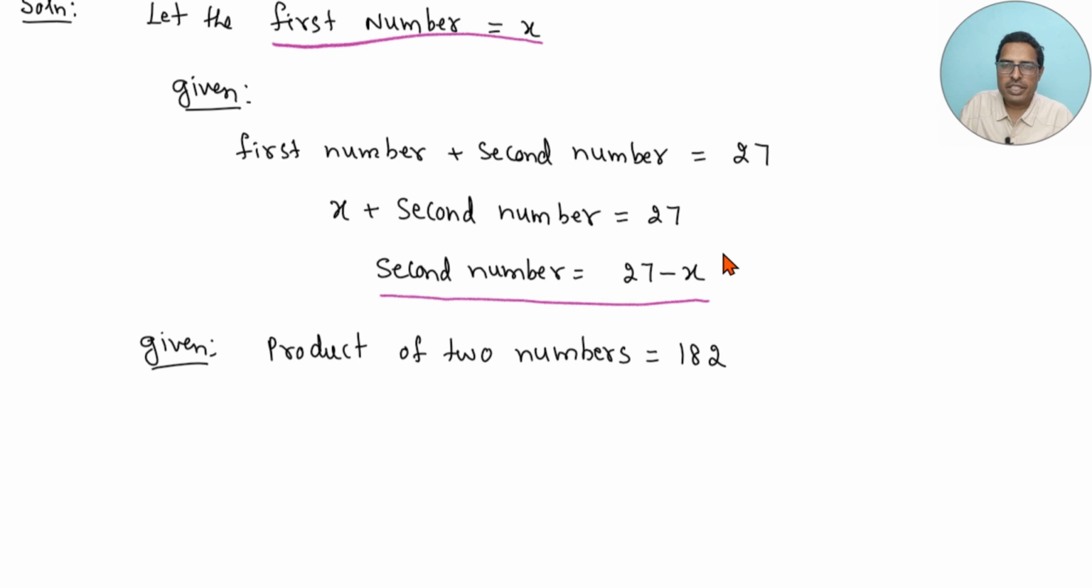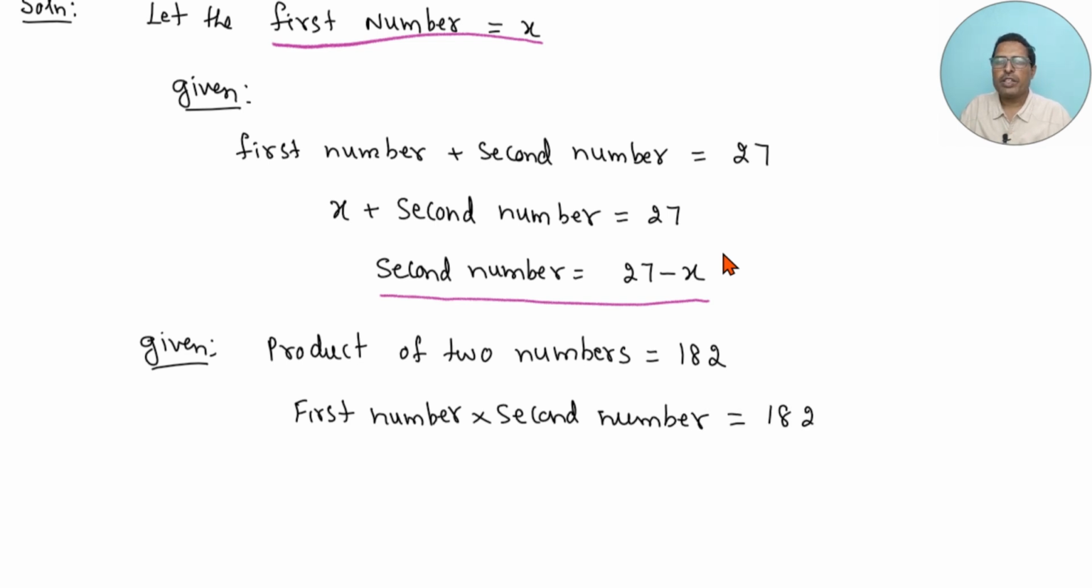Can I write this as the first number multiplied by the second number is equal to 182? Product of two numbers means the first number is being multiplied by the second number and its product is 182. But do we know the value of the first number? The first number we have taken as x, into, what is the second number we got? The second number we got as 27 minus x is equal to how much? Is equal to 182.